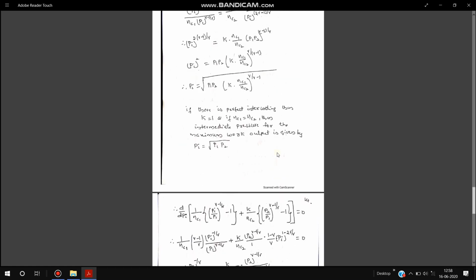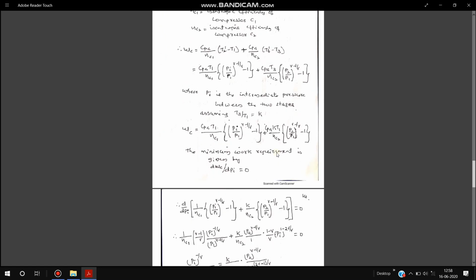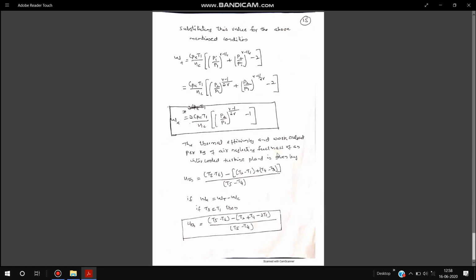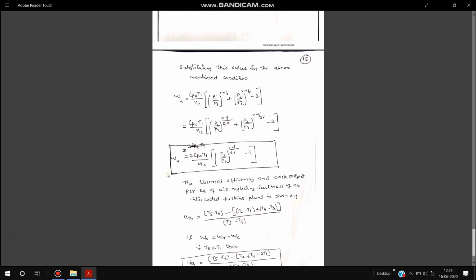This is the actual work required for a compressor for perfect intercooling and with equal compressor efficiency for both the stages. This is the expression: WA equal to 2 Cpa T1 by eta C, whole bracket (P2 by P1 raised to gamma minus 1 by 2 gamma, minus 1).